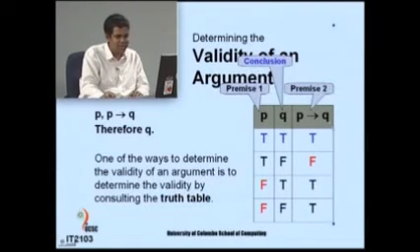Now, we need to check whenever all the premises are true, is the conclusion true. We see that both premises are true only in the first line. P is true, P implies Q is also true. We see in this case that the conclusion is also true. So, whenever all premises are true, the conclusion is true. So, this argument is valid.